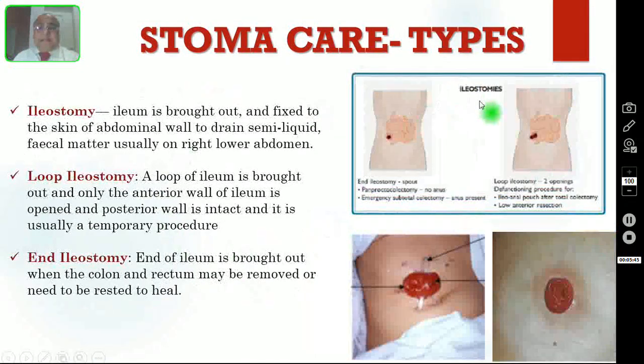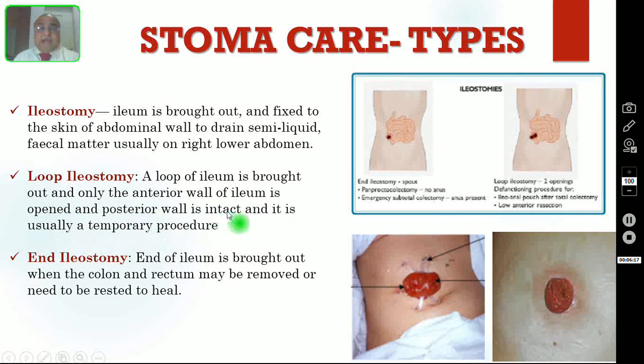The next type is the ileostomies. In an ileostomy, the ileum is brought out and fixed to the skin of the abdominal wall to drain semi-liquid fecal matter, usually on the right lower abdomen, in the right iliac fossa. This is a loop ileostomy, which is what you are seeing here. A loop of ileum is brought out and only the anterior wall of the ileum is opened.